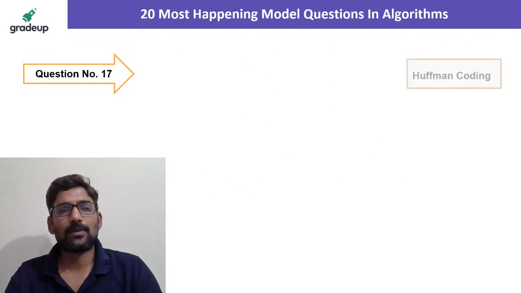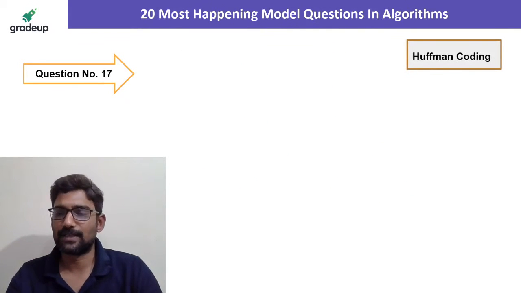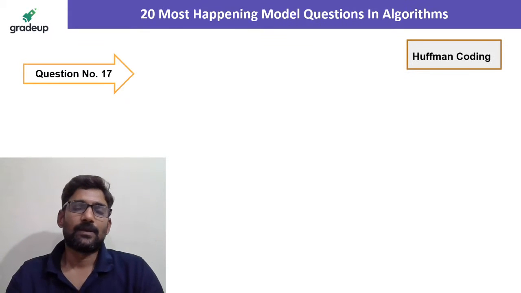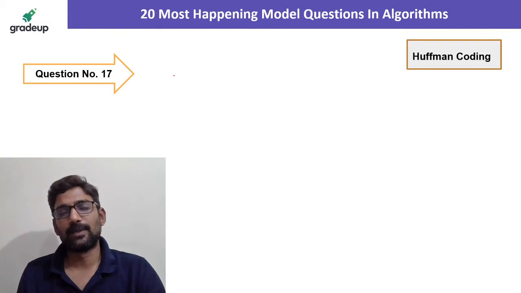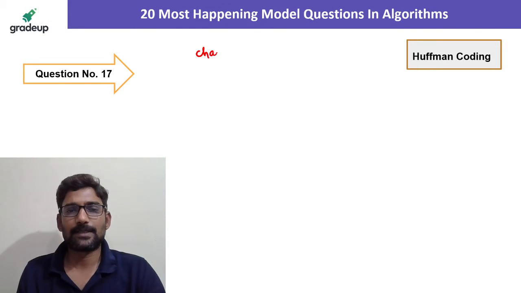And the next model question is from Huffman coding, there is a possibility. We know the Huffman coding procedure. We will write the distinct characters. We will write the frequency of each character.